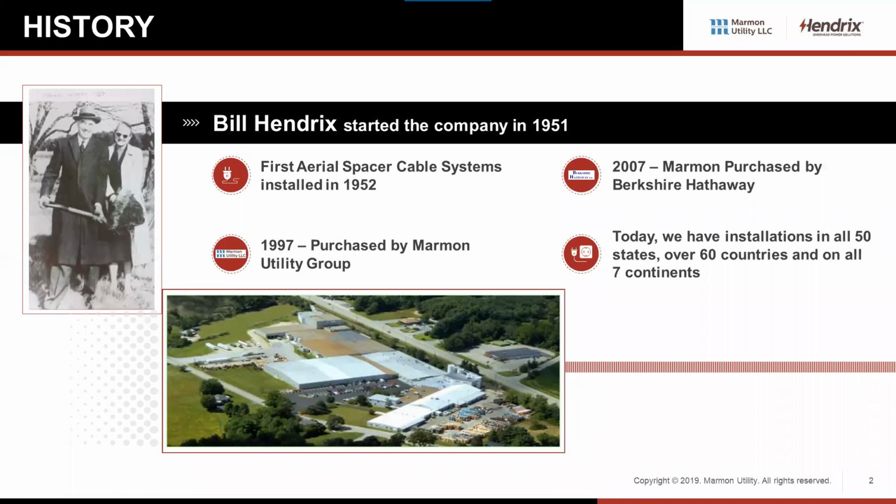So Bill Hendrix started the company in 1951. Our first spacer cable systems were put up in 1952 near Milford, New Hampshire. This photo is taken on the original site where the factory's been since the early 1950s. In fact, some of the original aerial spacer cable is still installed, relatively close to the factory there. You can tell by the photo that the factory's been added onto a number of times. There may be a few people that have been able to tour that facility. Milford, New Hampshire is located about an hour or so north of Boston, Massachusetts.